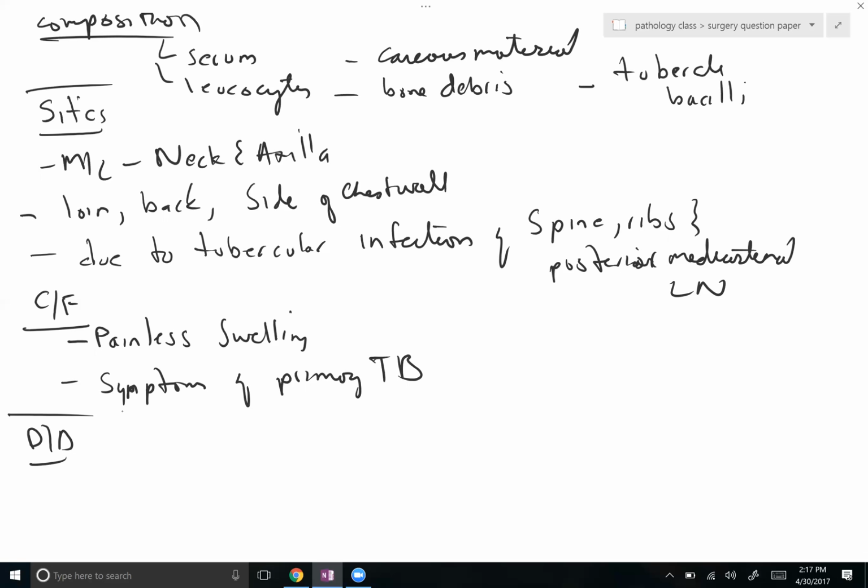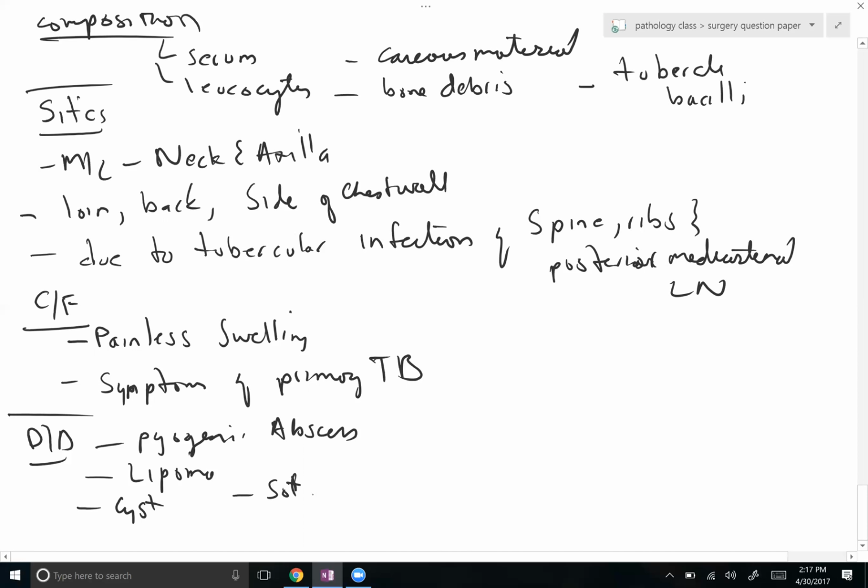The differential diagnosis of this is first and foremost pyogenic abscess. Pyogenic means it is caused by Staph aureus. Next is lipoma. Next is cyst. After that, soft tissue tumors.